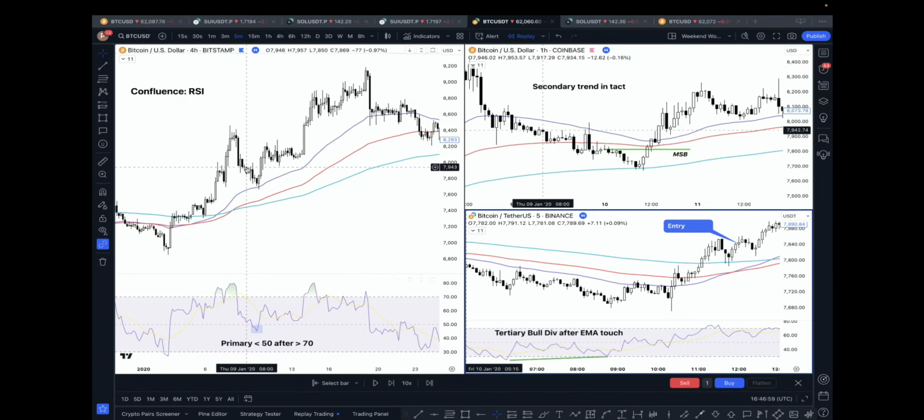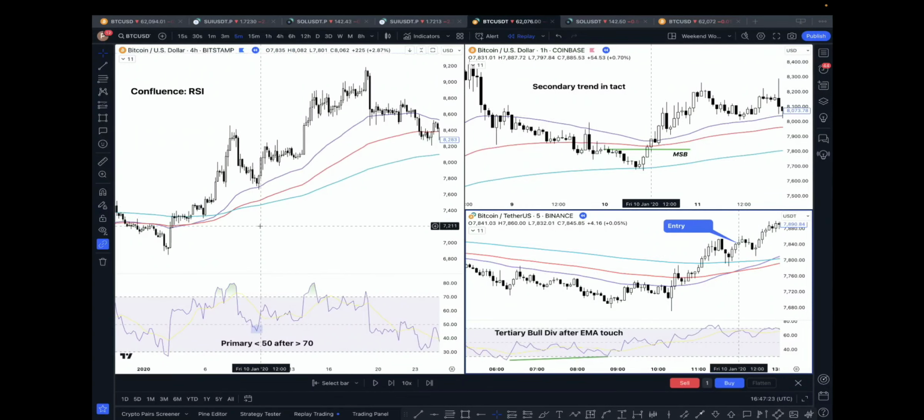Then, it has to test the EMA. And the RSI should be below 50 when that happens. It's important, because if you want to talk about a bullish dip buy or trend reset or pullback target, it's not for the RSI to go all the way back to 30. That will happen on your tertiary time frame. That will happen on your secondary time frame.